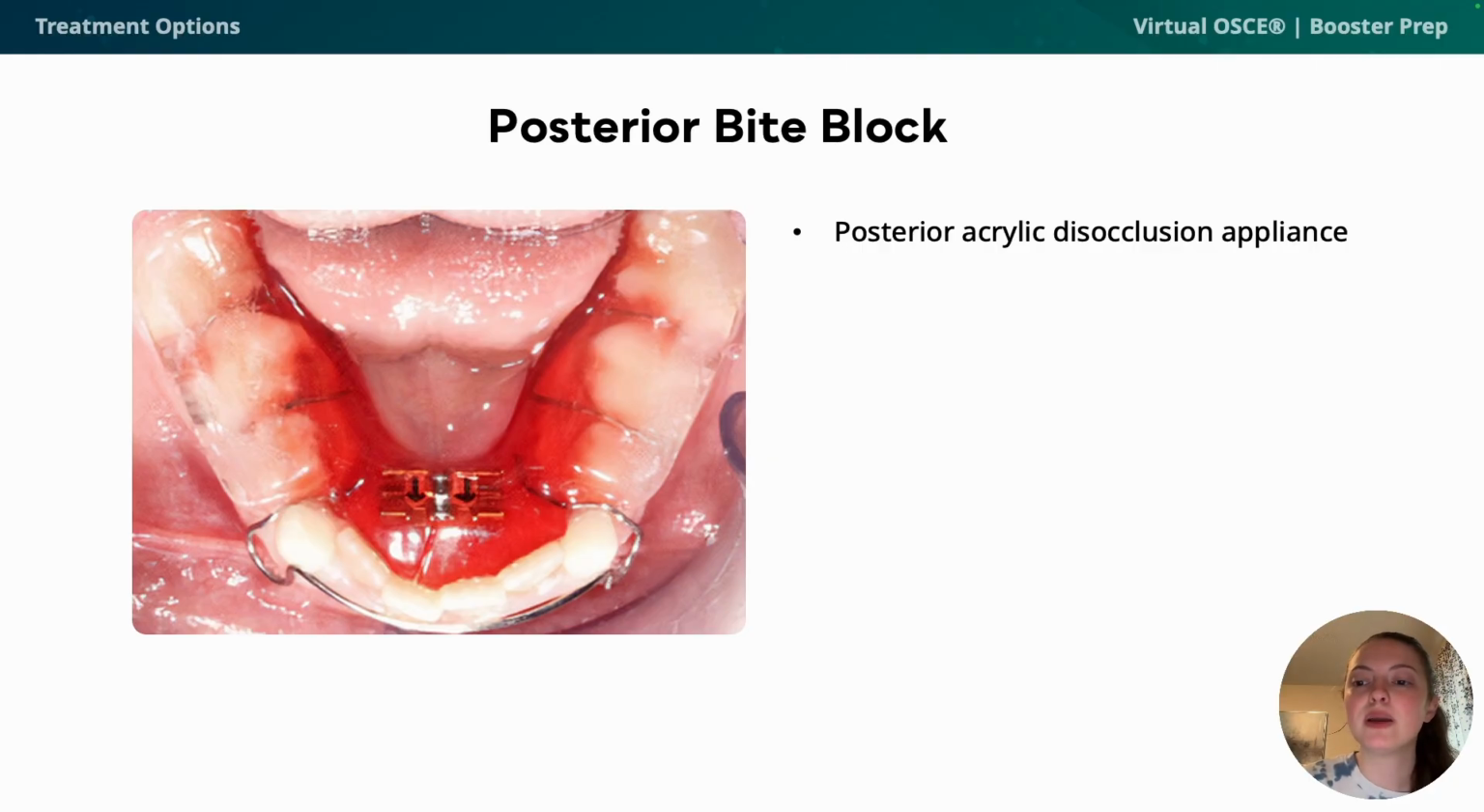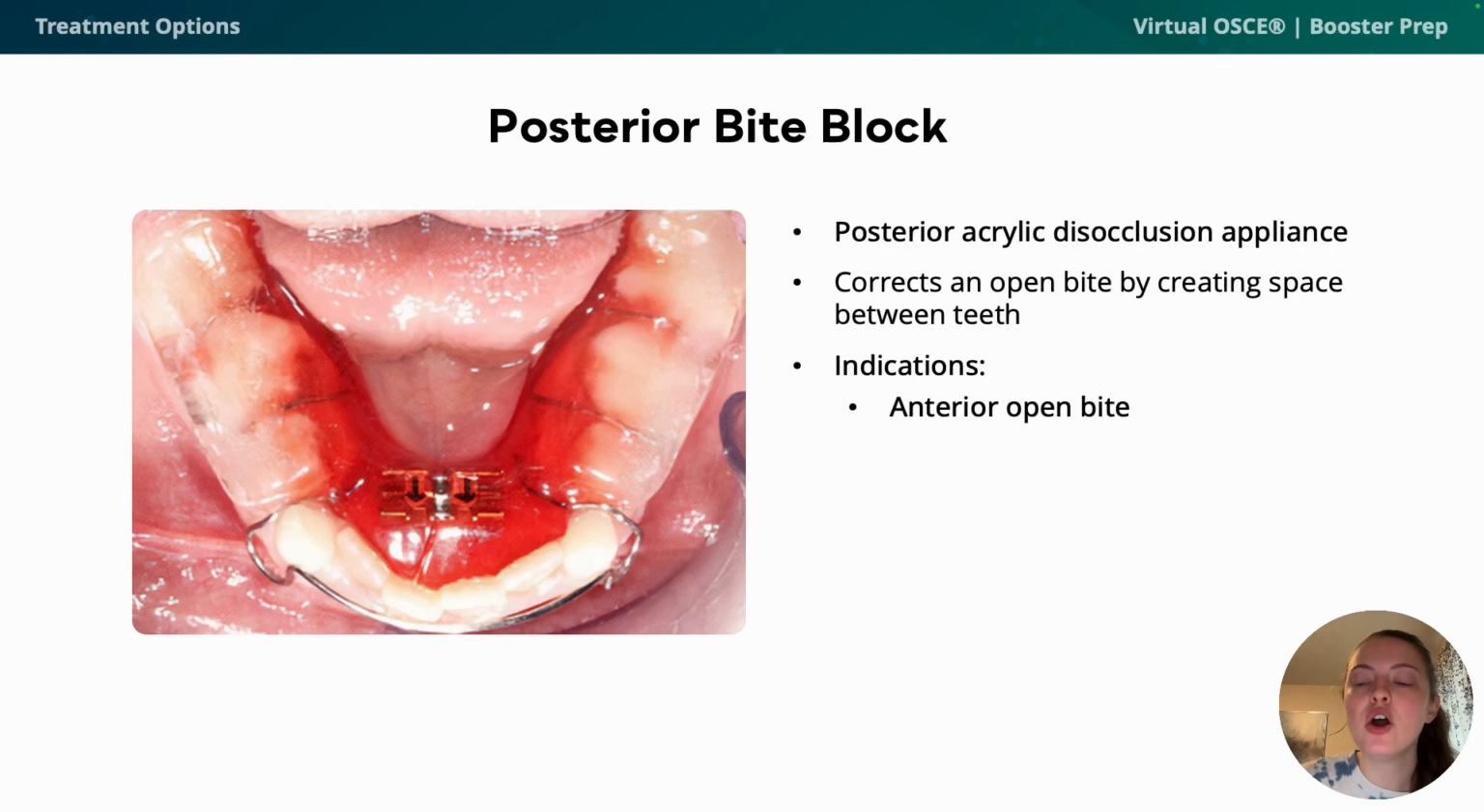If you place acrylic between the posterior teeth, the anterior teeth will passively erupt and an open bite is corrected. So this is indicated when there is an anterior open bite or if posterior eruption control is needed. This removable acrylic appliance limits posterior eruption and allows for anterior eruption. Another important purpose for this appliance is the fact that it unlocks the bite, meaning it removes occlusal interferences.